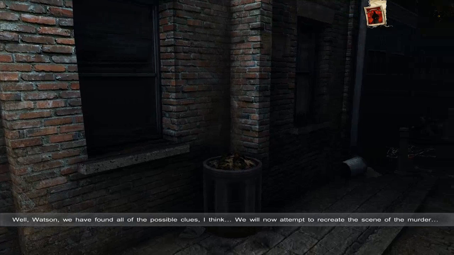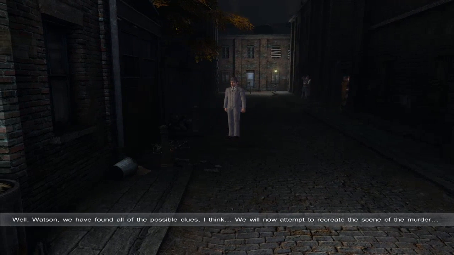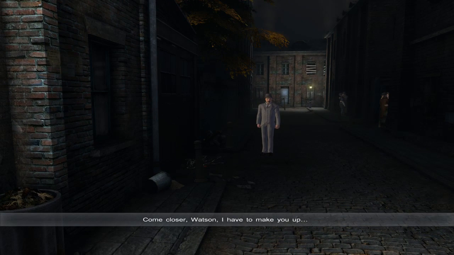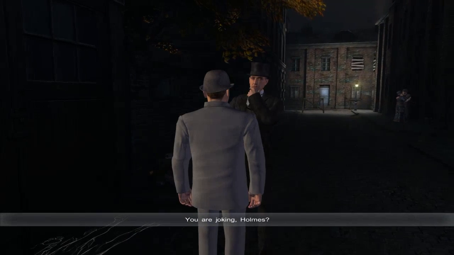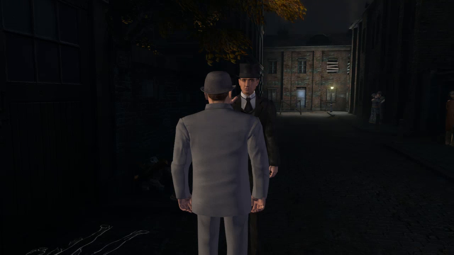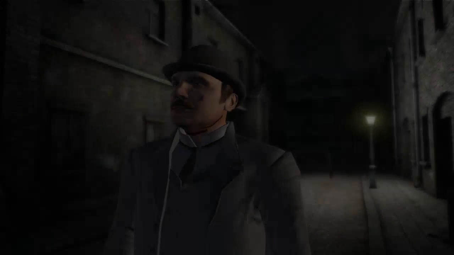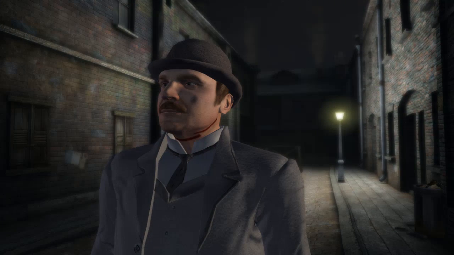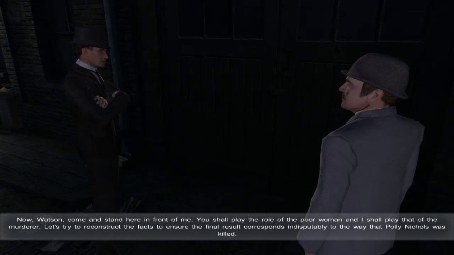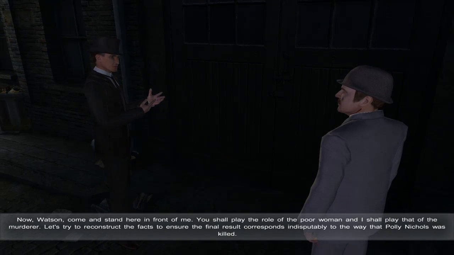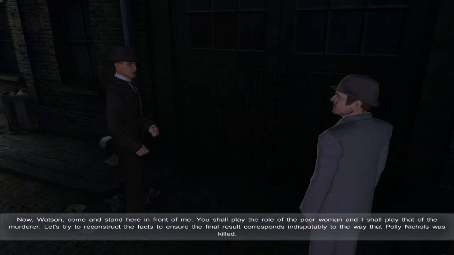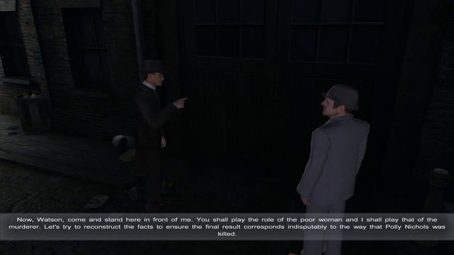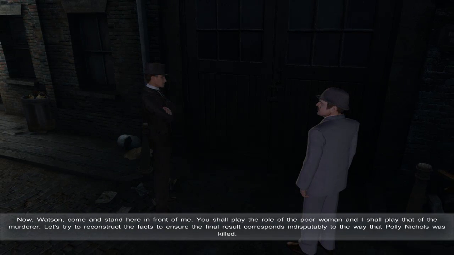Well, Watson, we have found all of the possible clues, I think, but we will now attempt to recreate the scene of the murder. Come closer, Watson. I have to make you up. You are joking, Holmes? I feel ridiculous, Holmes. Now, Watson, come and stand here in front of me. You shall play the role of the poor woman, and I shall play that of the murderer. Let's try to reconstruct the facts to ensure the final result corresponds indisputably to the way that Polly Nichols was killed.